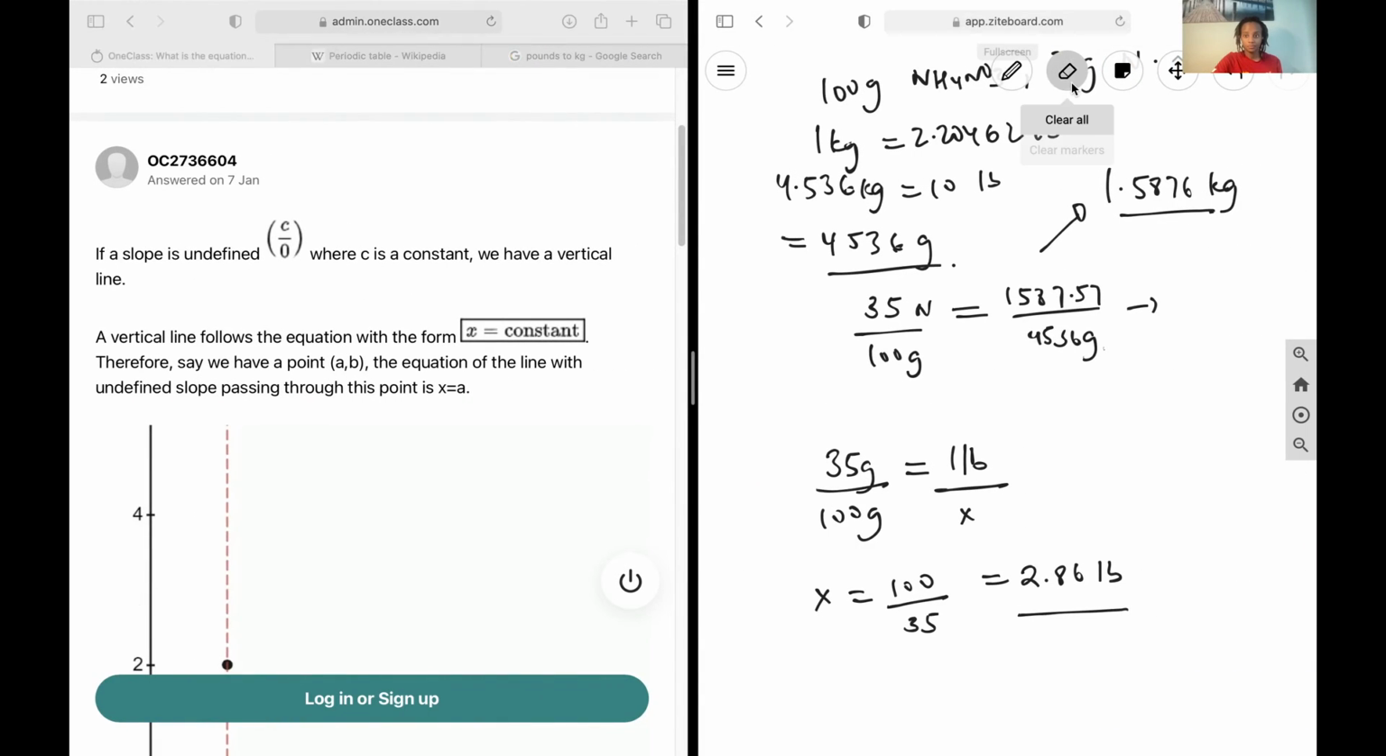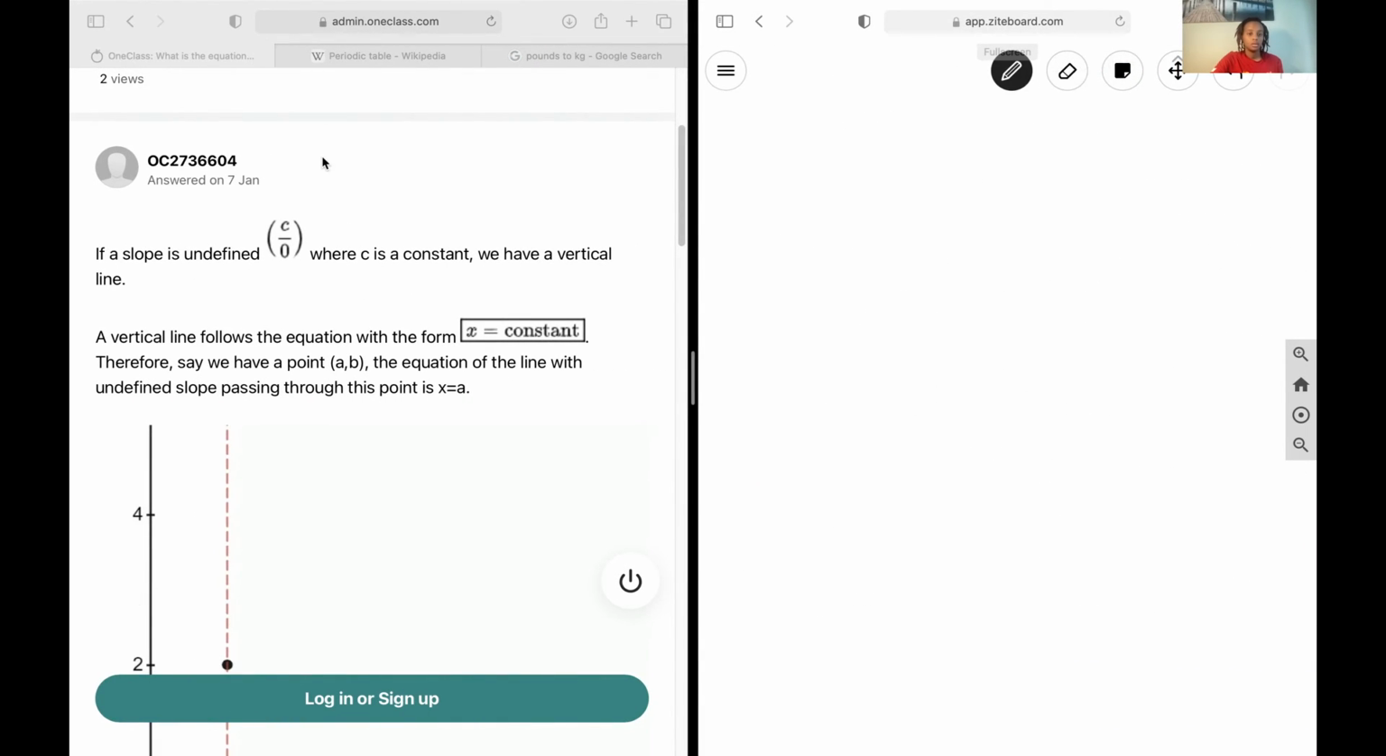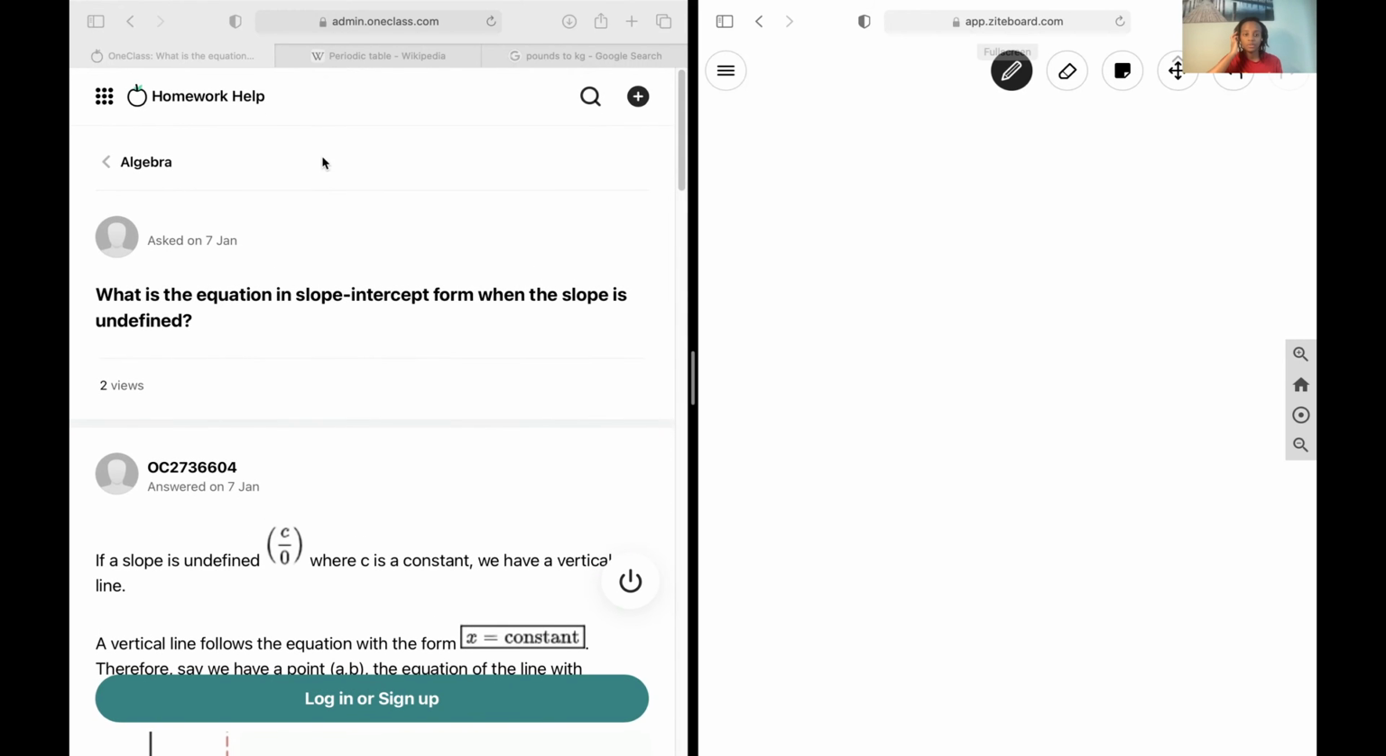Okay, let's jump in. So the question that we have first is, what is the equation in slope-intercept form when the slope is undefined? So we know that the slope-intercept form looks like that, and that we have that this is the slope, and that this is the intercept.